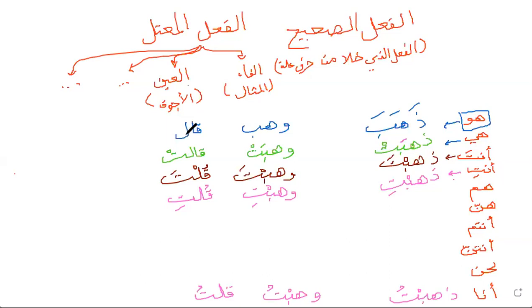Qulta, qulti, qultu. In fi'l al-mithal, nothing changed. It's the same pattern as al-fi'l al-sahih. Okay. Switch colors again. Hum. Dhahabu. Dhahabu. And this is where the ba takes a dhamma.